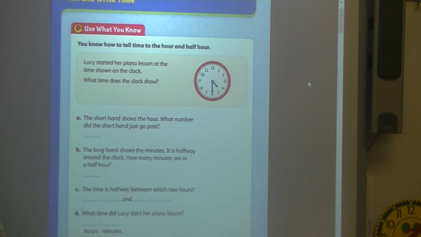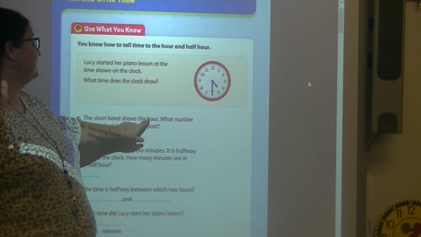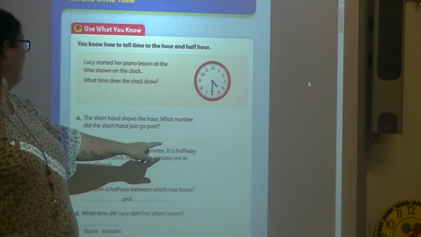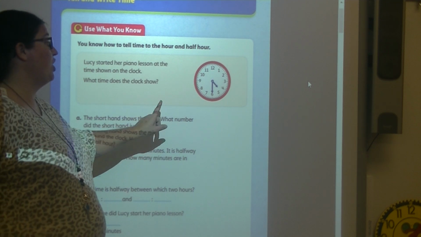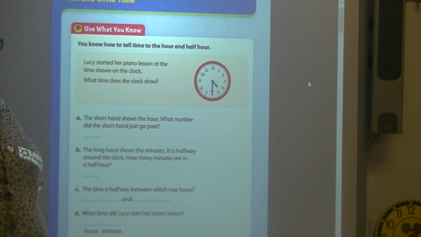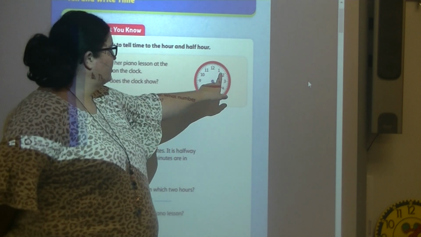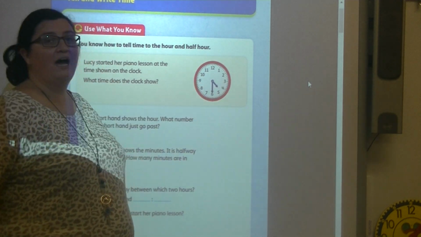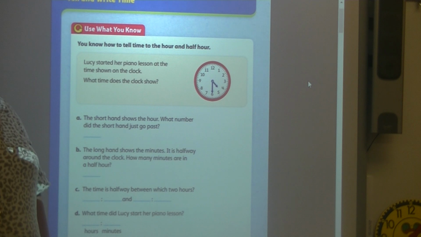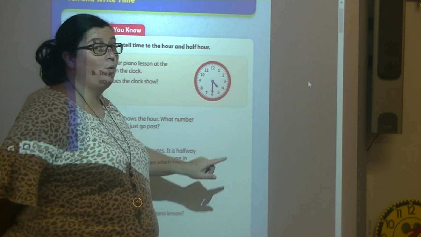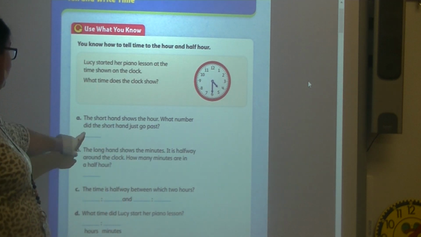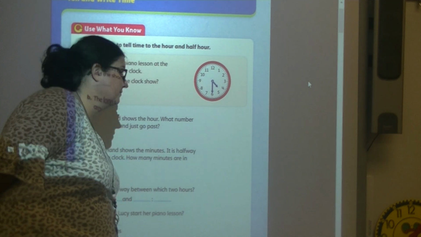All right, A says the short hand shows the hour. What number did the short hand just go past? All right, so which number did it just pass by? It just passed the 4. All right, so write 4 on A.